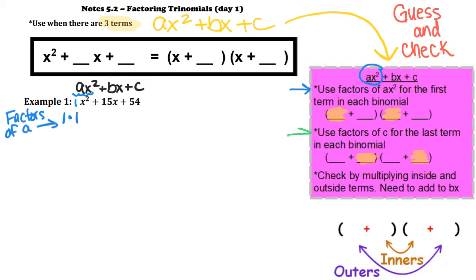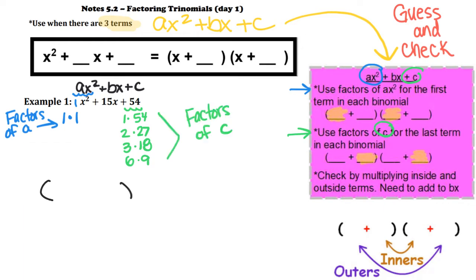Notice in step 2, it says use factors of c for the last term in each binomial. So we are going to look at the end here. And in our first example, that's 54. So I'm going to need the factors of 54. I'll just start with 1 times 54 and go down the list. I have 2 times 27, or 3 times 18, and finally 6 times 9.